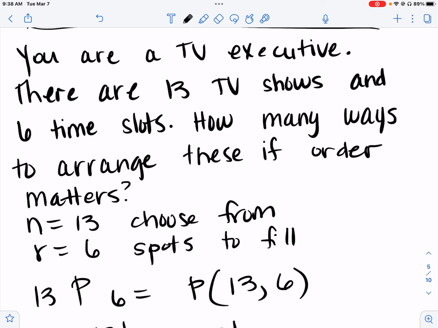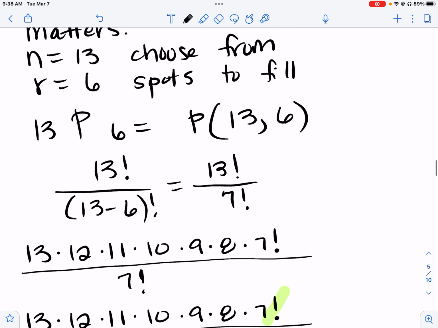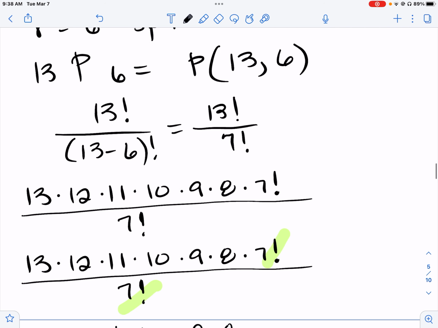Okay, so n equals 13, the number you have to choose from. r equals 6, the 6 spots to fill. So we're doing a permutation of 13 choose 6. So 13 factorial goes on top, and 13 minus 6 goes in the parentheses. Do inside the parentheses: 13 minus 6 is 7.